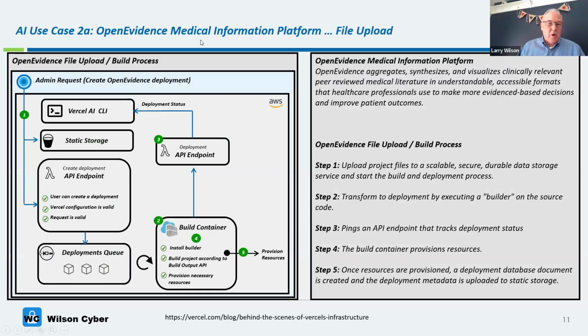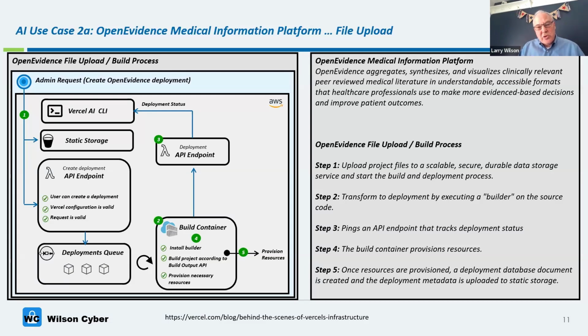Next, we have the Open Evidence Medical Information Platform. And here we also have two processes. We have the build process and we have the use process. So again, Open Evidence is one my son uses. It aggregates, synthesizes, and visualizes clinically relevant peer-reviewed medical literature in understandable, accessible formats that healthcare professionals use to make more evidence-based decisions. My son uses this.